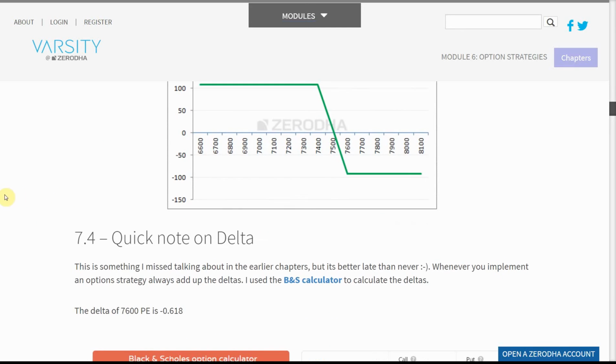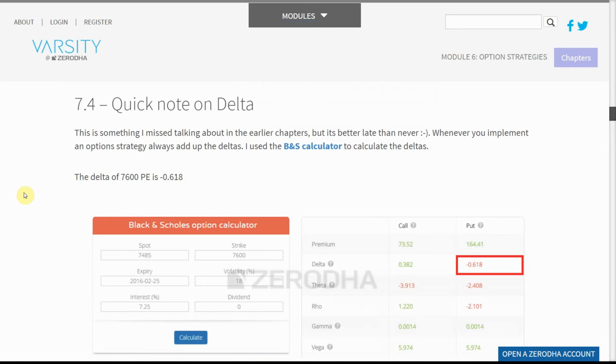7.4 Quick note on delta. This is something I missed talking about in the earlier chapters. But it's better late than never. Whenever you implement an option strategy, always add up the deltas. I used the B&S calculator to calculate the deltas. The delta of the 7,600 put is minus 0.618.